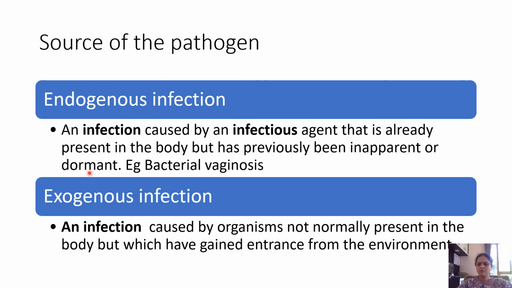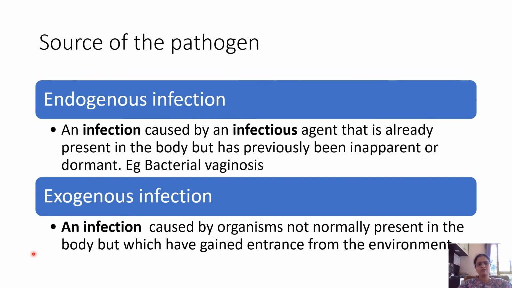But if some imbalance takes place in the vaginal environment, pH imbalance, or something else happens, these organisms will start multiplying, proliferating and cause certain disease like bacterial vaginosis. Okay, so such an infection which is caused by the organism which is already present in the body is called an endogenous infection. The organism is not coming from outside; if an organism inside the body causes infection, that is called endogenous infection.